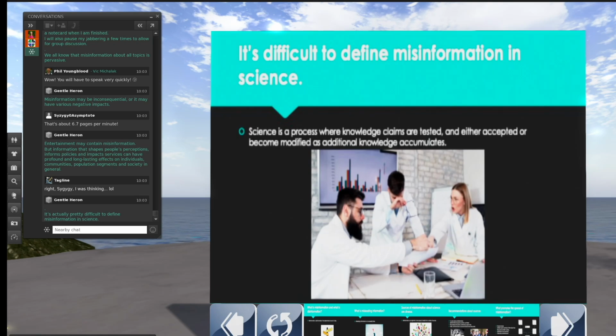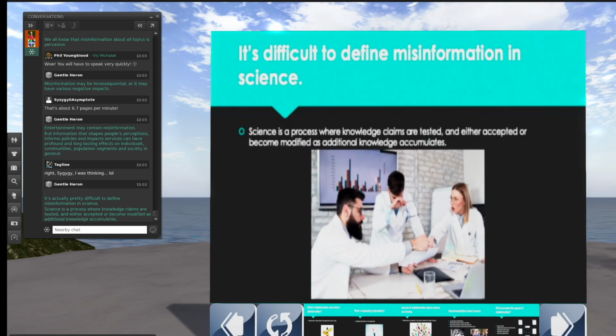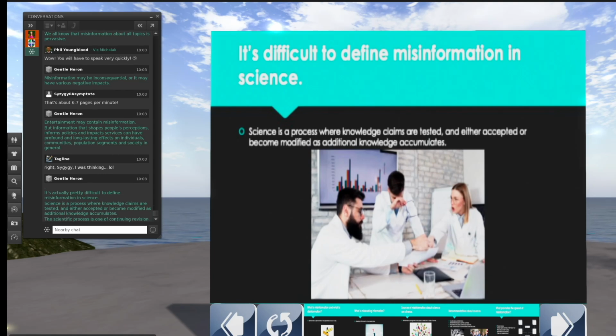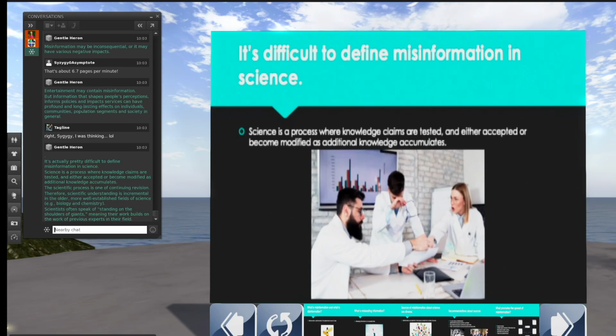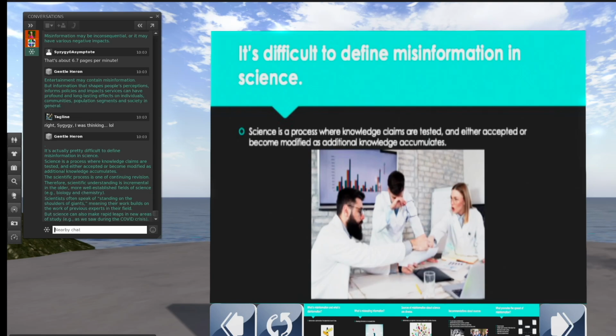It's actually pretty difficult to define misinformation in science. Science is a process where knowledge claims are tested, and they're either accepted or they become modified as additional knowledge accumulates. So the scientific process is one of continuing revision. Therefore, scientific understanding is incremental, especially in the older, more well-established fields of science like biology and chemistry. Scientists often speak of standing on the shoulders of giants, and that means their work builds on the work of previous experts in their field.